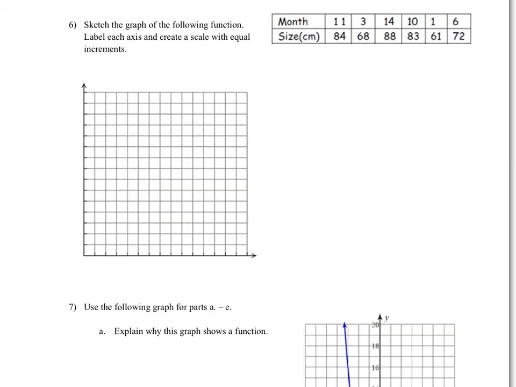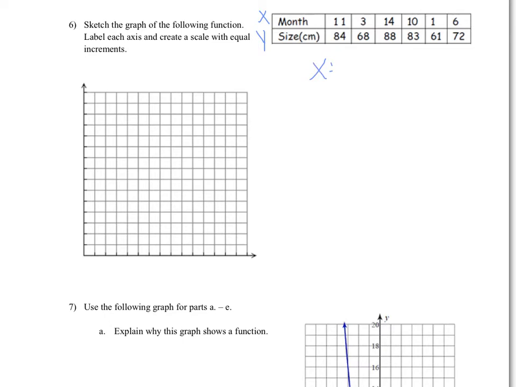For question number 6, we're going to graph the following function. Now this function is given to us as a table, and one thing we know about tables is whatever comes first is the x. So in a table where it goes in rows, the first row is the x, the second row is the y. If the table was written as a columned table, the first column would be x, the second column would be y. It wants us to label each axis and create a scale with equal increments.